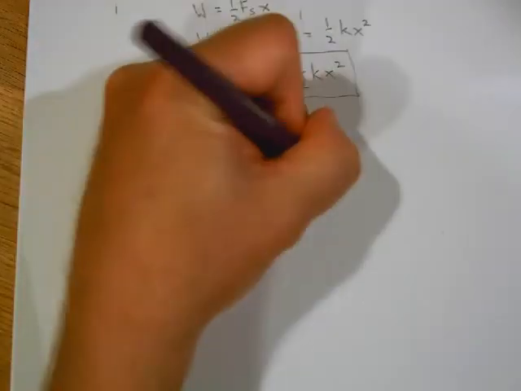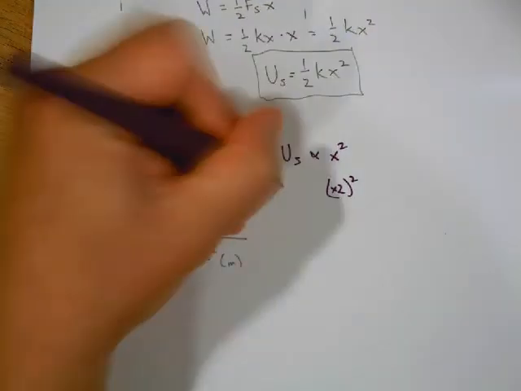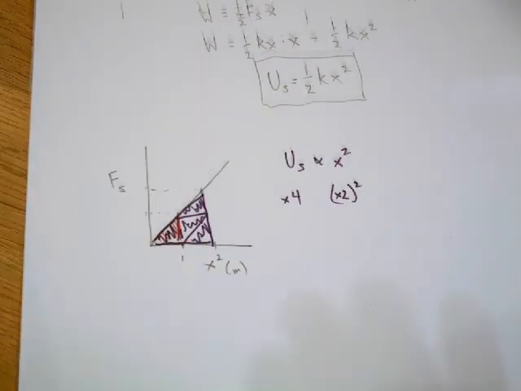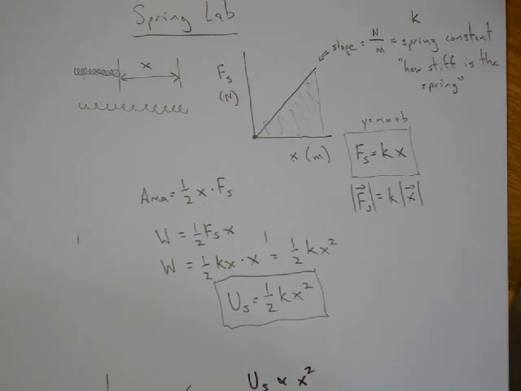Mathematically, you should have something that looks like this. Well, Us is proportional to x squared. Well, if this is times 2 squared, that means my Us is going to be 4. Okay? Okay, hopefully that's good.